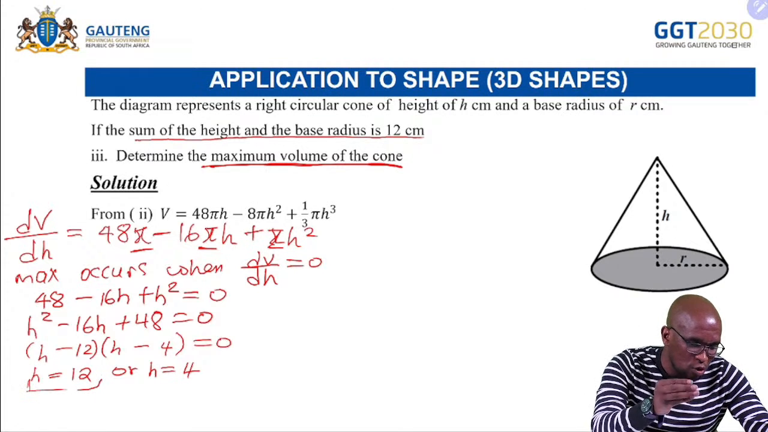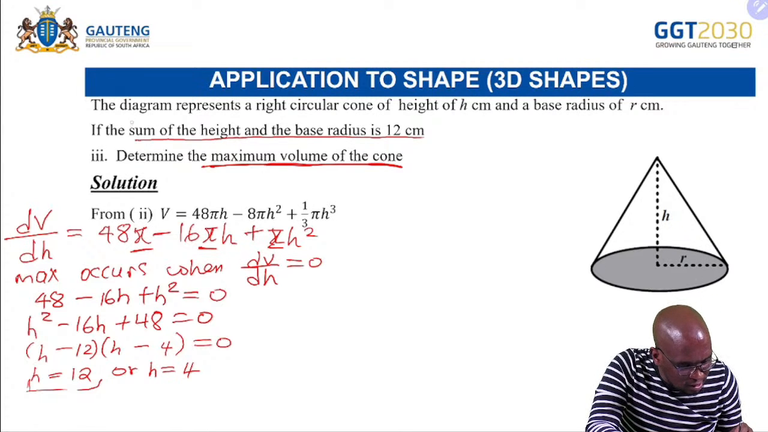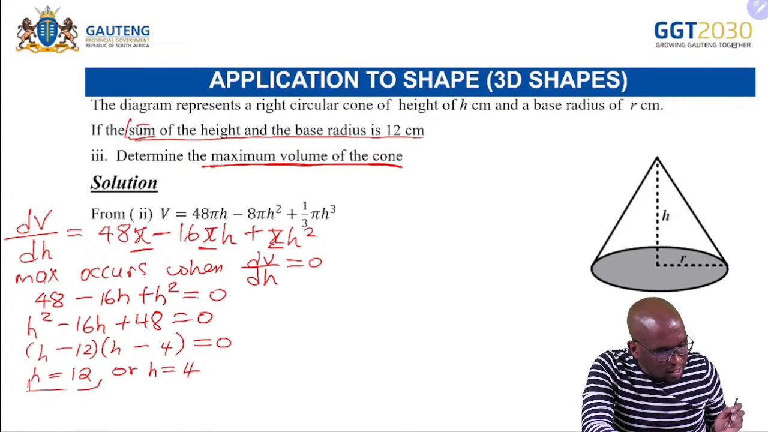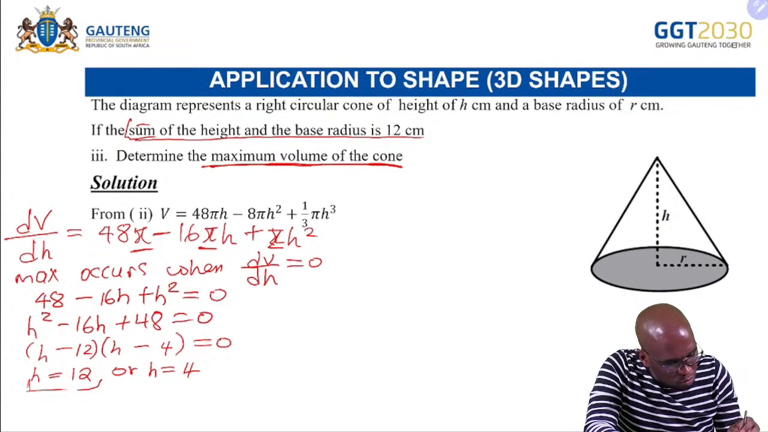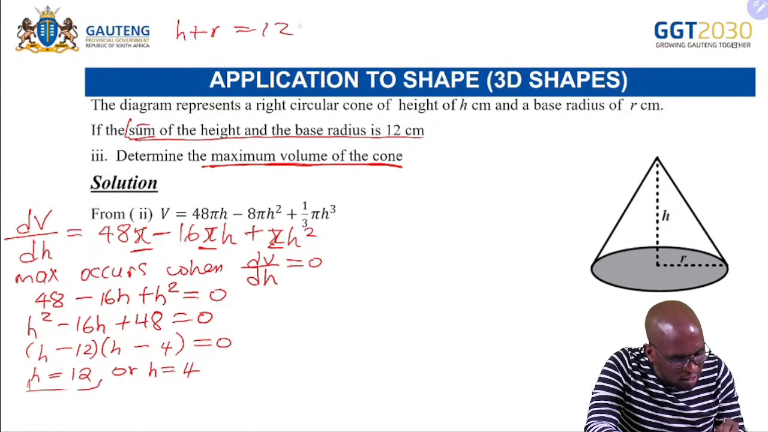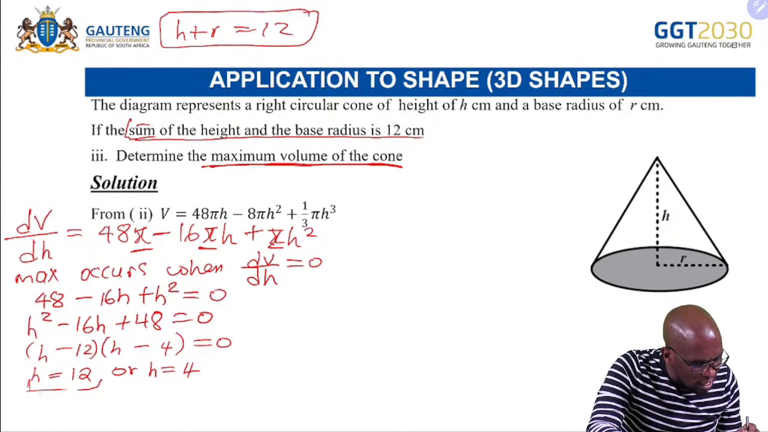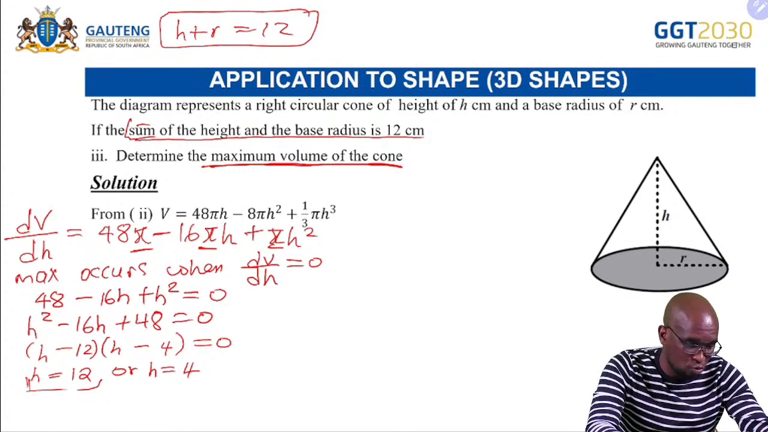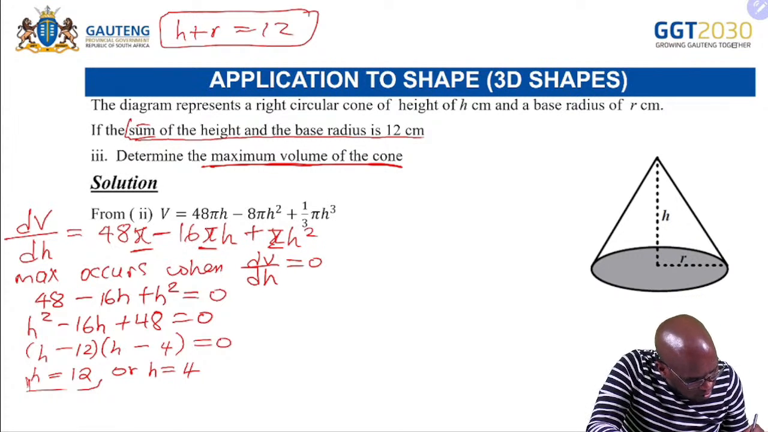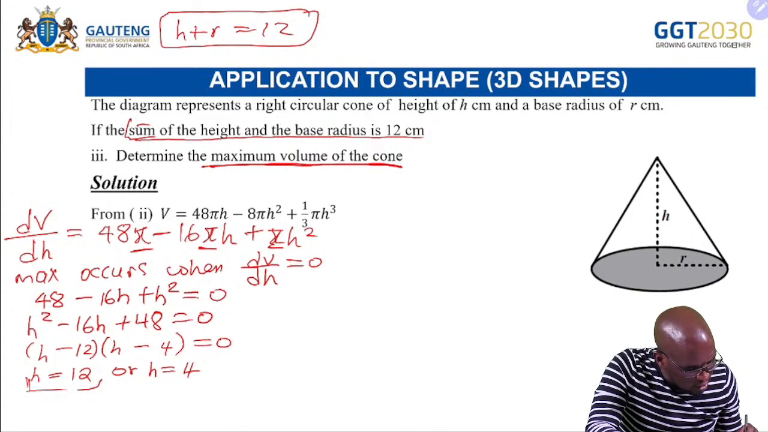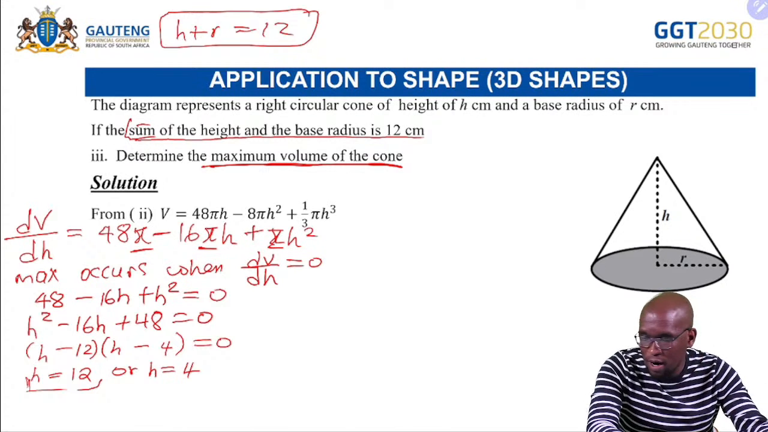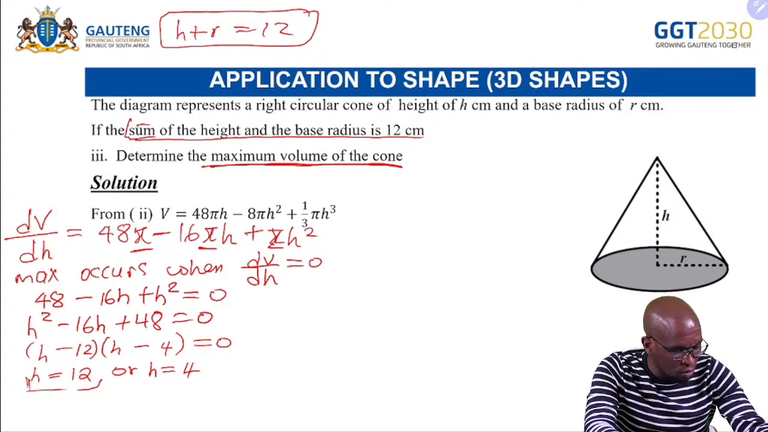Because remember, in the first question we expressed that the sum of the height and the radius is equal to 12. That's what we are given. So h plus r is 12. So h on its own cannot be equal to 12, because the sum, when you add it to the radius, is what gives 12. Which means that 12 will be excluded from this solution set, and the only value that carries forward is h equals 4.